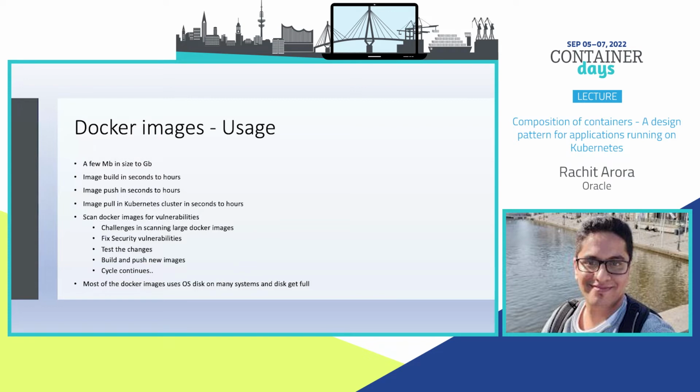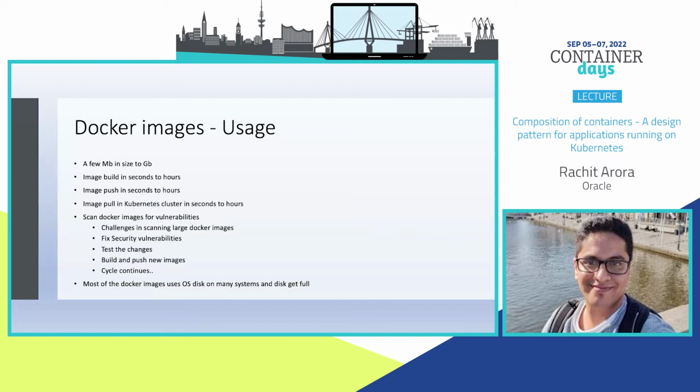All the effort to get the images scanned and fix the security vulnerabilities can be reduced if we are using small Docker images, so that they can be independently scanned, fixed, tested, and moved to production. And this is a cycle which needs to be continued, because there are always new security vulnerabilities which come in production and need to be fixed, and this cycle continues.